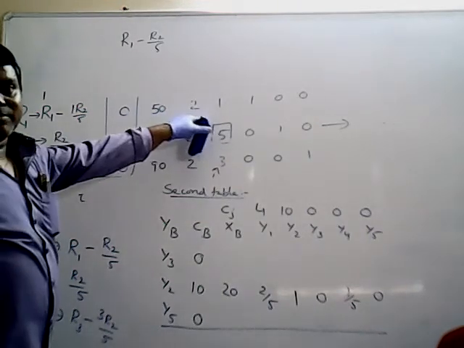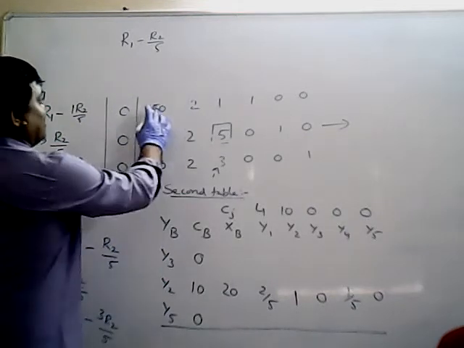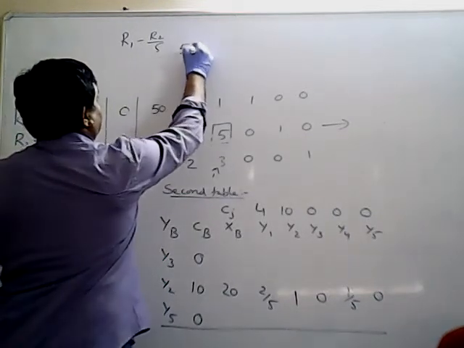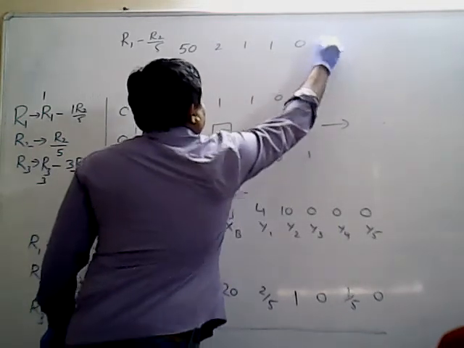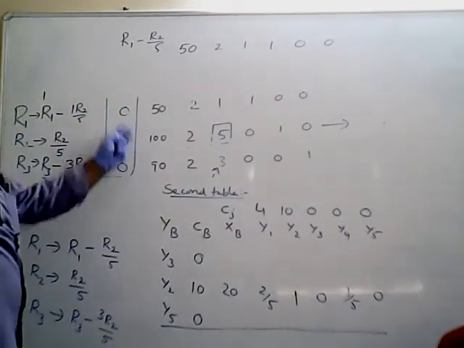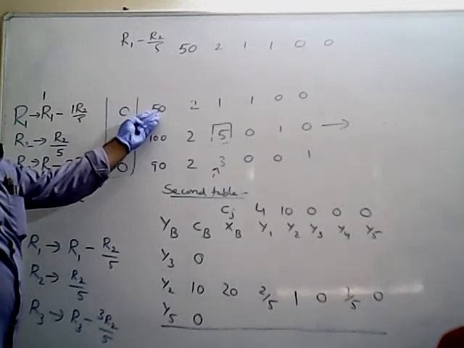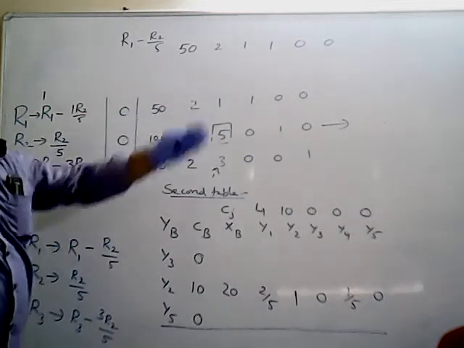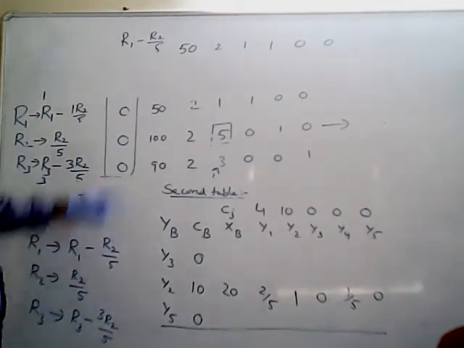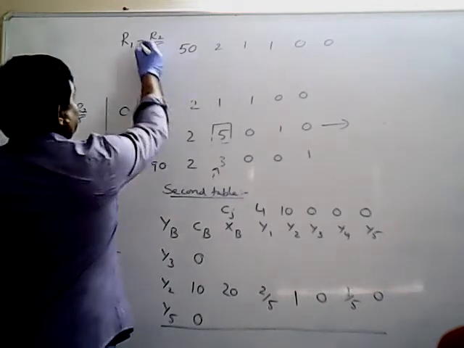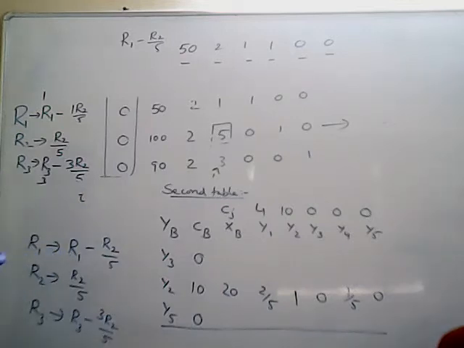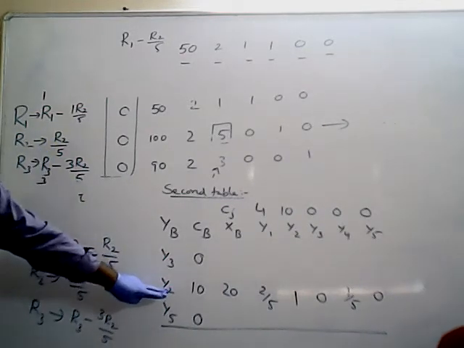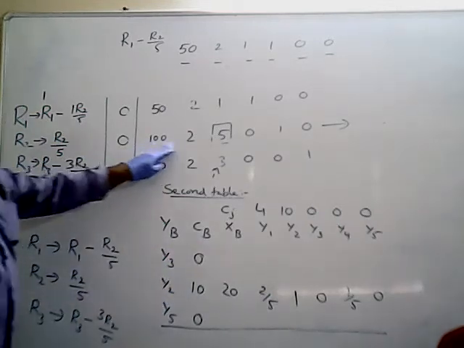This is the first row. The first row is copied because the calculation part is there. I have to copy the values. First row I am copying 50, 10, 2, 1, 1, 0, 0. CB is not required. XP onwards you have to copy. So R1 is completed. In between, minus is there, just put minus. And next R2 divided by 5.